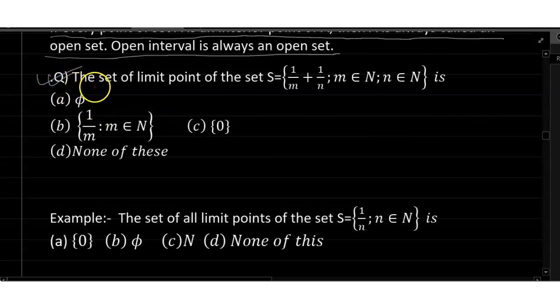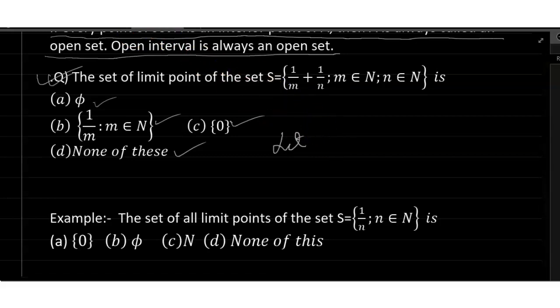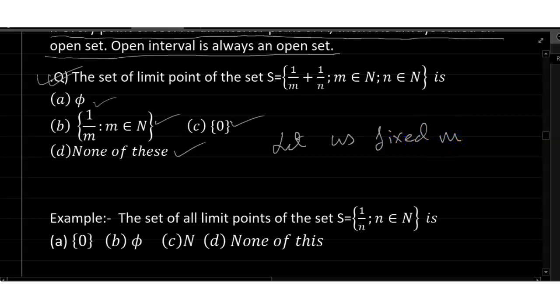Now friends, we will solve some questions. Question: the set of limit points of the set S equals {1/m + 1/n : m belongs to N and n belongs to N} is: phi, {1/m : m belongs to N}, {0}, or none of these. So friends, let us fix m belongs to capital N.